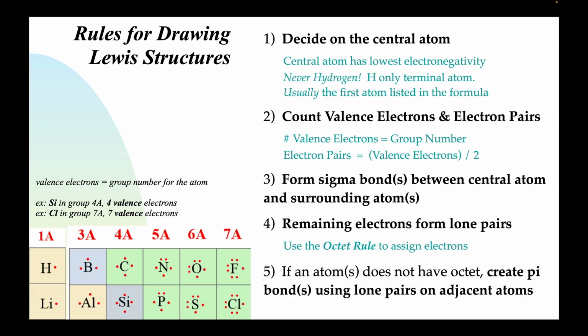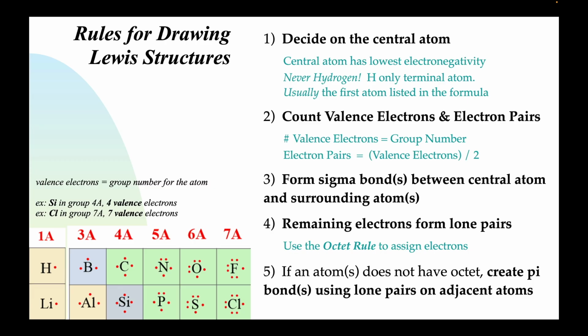Now, the central atom can never be hydrogen. Hydrogen only has 1 electron, and it's not sophisticated enough to handle more than 1 bond. So we're going to see that hydrogen is never going to be the central atom. It's always on the outside or a terminal atom. Usually, the central atom is the first atom listed in the formula. So as an example of this, ammonia is NH3. The nitrogen will be the central atom. And methane is CH4. The carbon, the first atom listed, is going to be the central atom.